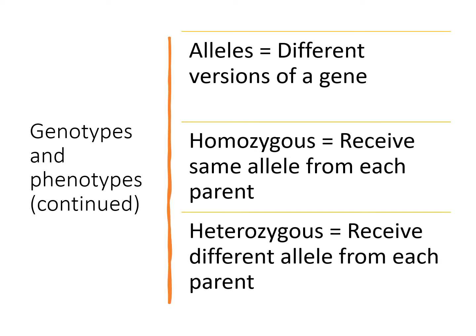Alleles are copies of genes that influence hereditary characteristics. So they're different versions of a gene. Each person inherits at least 2 alleles for a particular gene, 1 allele from each parent. If the 2 alleles are the same, then the individual is homozygous for that gene. If the alleles are different, then the individual is said to be heterozygous.